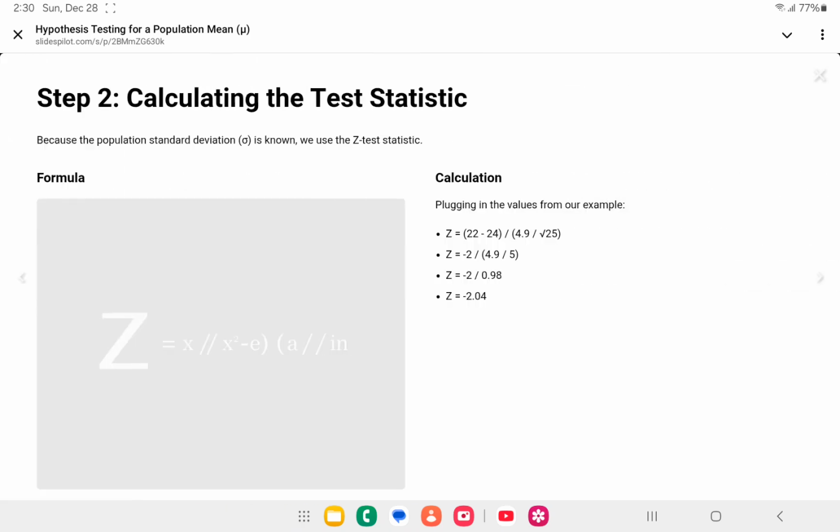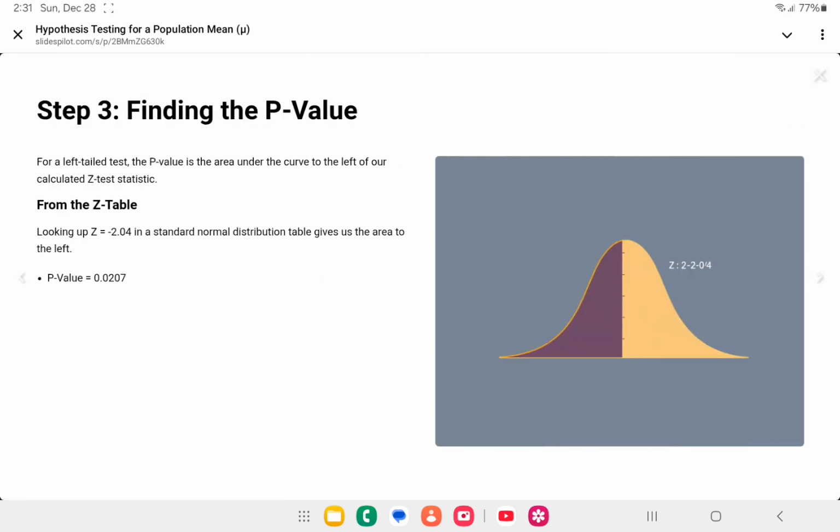Now, since we assume that the population standard deviation sigma is known, we will use the z-test statistic. In plugging in the values, we have a z-stat of negative 2.04. Now, this is a left-tail test, that is, a directional test with a less than sign in the alternative hypothesis. Therefore, the p-value will be the area under the curve to the left of the test statistic. From the less than z table, the area below z equals negative 2.04 is 0.0207, and that's the p-value.